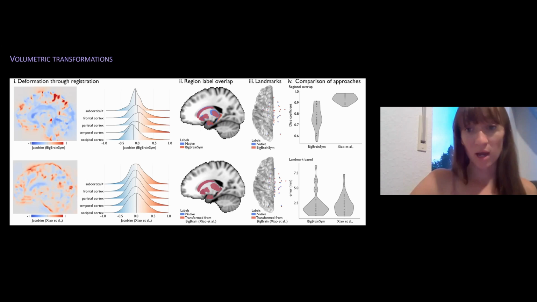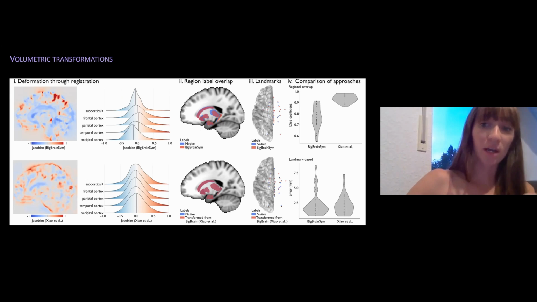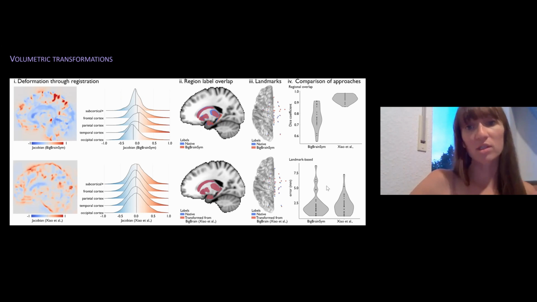But then there's another, more traditional way to determine accuracy, which is by looking at the anatomical fiducials. In a similar manner to the regions, you take these landmarks that are manually defined on ICBM and BigBrain. Then the landmarks are transformed from native BigBrain to ICBM using the transformation that you provide. And then you calculate the distance between the native and transformed landmarks. And so here we actually see that BigBrain Sim and Zhao et al. are not so dissimilar in their accuracy.